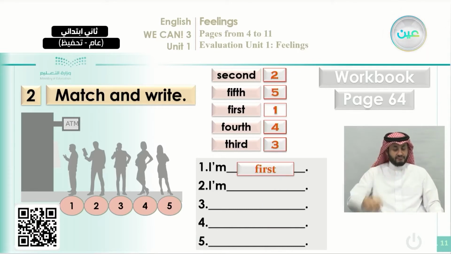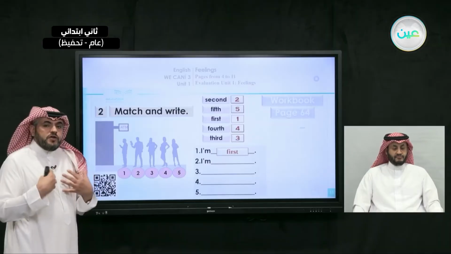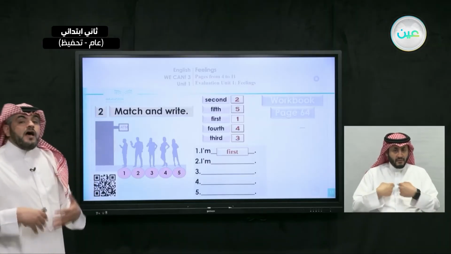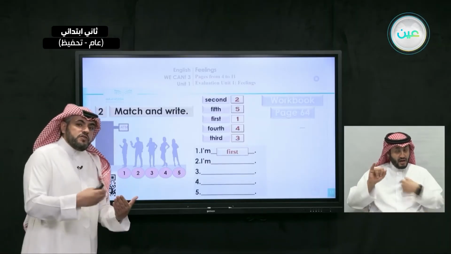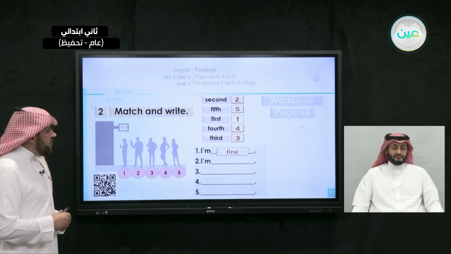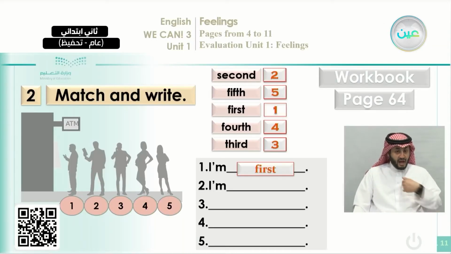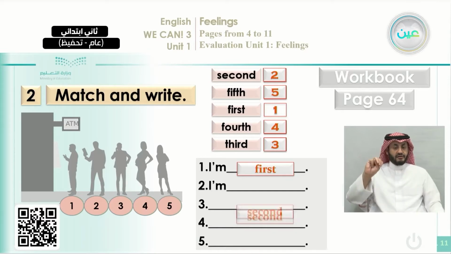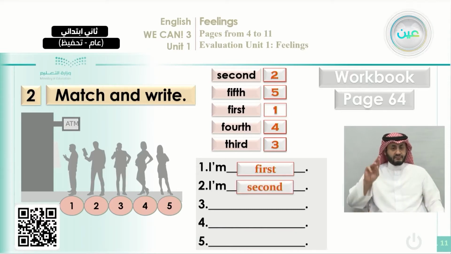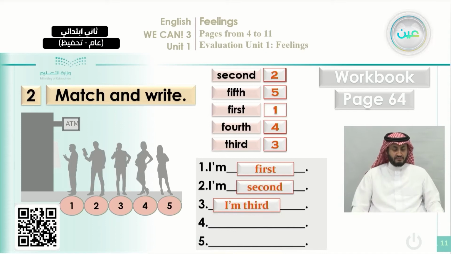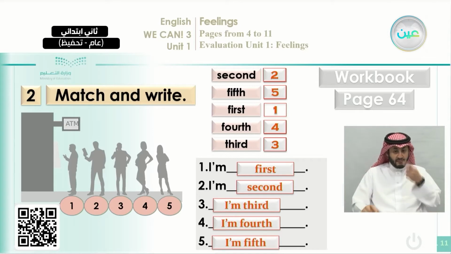What about if they talk about themselves? If each one of them tells the other about his order, using the ordinal numbers, the first one can say, I am first. The second can say, I am second. The third, what can the third say? He or she can say, I am third, I am fourth, and I am fifth.